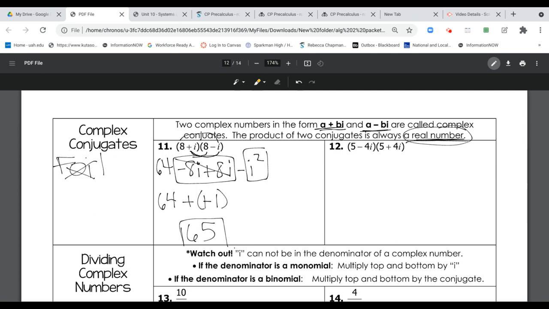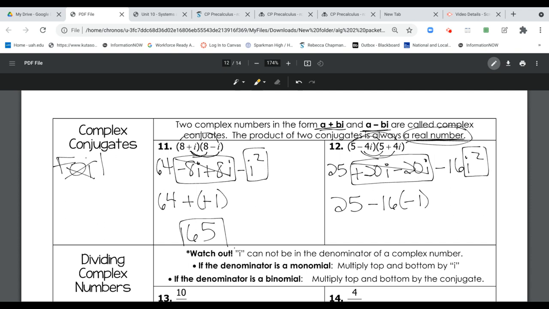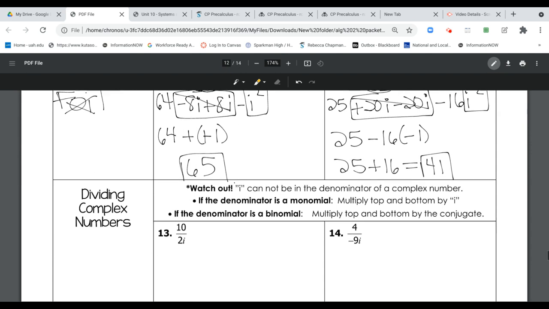So same thing here. I have conjugates because I have a 5 minus 4i, and I have a 5 plus 4i. So when I FOIL, I get 25, and then I get plus 20i. Then I get a negative 20i, which will cancel with that positive, and then I get a negative 16i squared. So when I go to add these two together, since they are opposites, they cancel. That leaves me with 25 minus 16 times negative 1. The negative 1 comes from every i squared turning into a negative 1. So that gives me 25 plus 16, which is 41. And that's a real number. Now, when you multiply complex conjugates together, they can be any real number: positive, negative, decimal, fraction, 0.